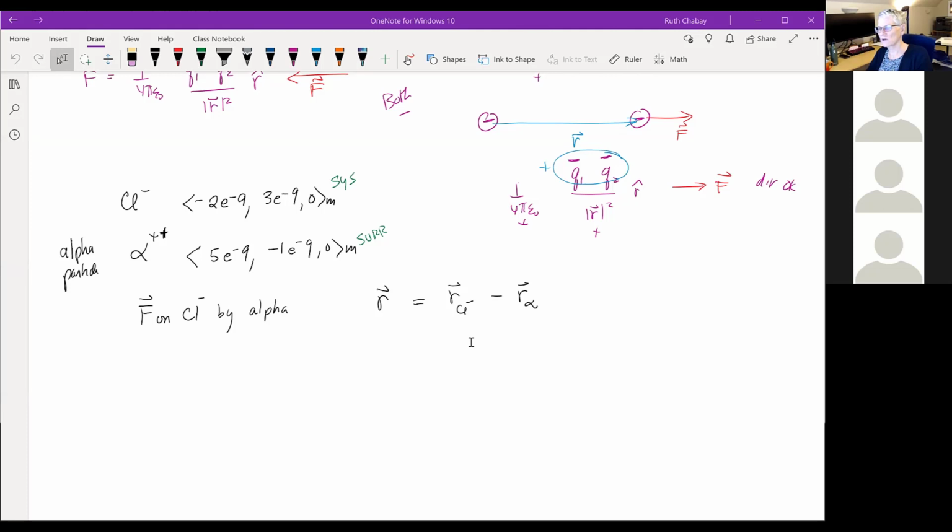Yes, that's right, Morgan. I multiplied the charge by 2e for the alpha particle, because the alpha particle has 2 protons, 2 neutrons, and no electrons. So we're adding that up to get the net charge.